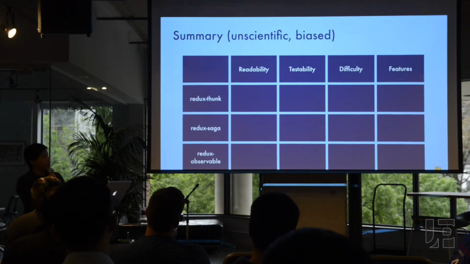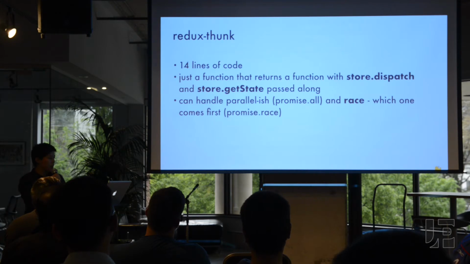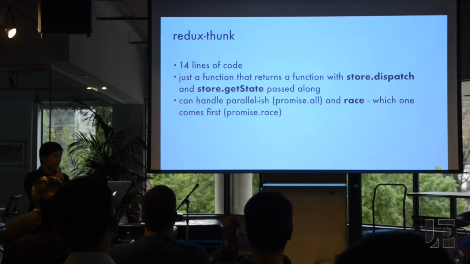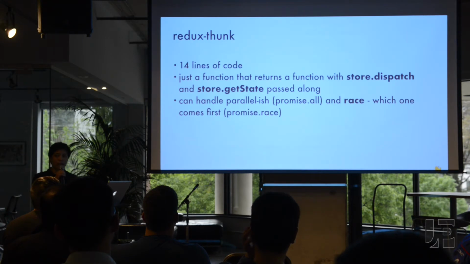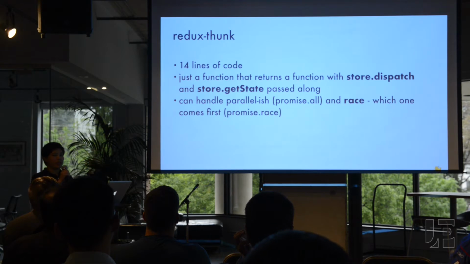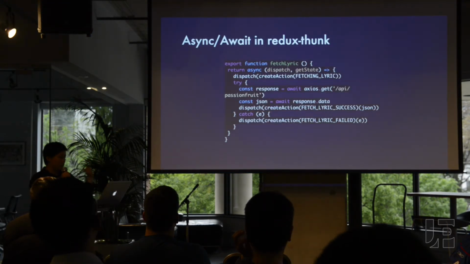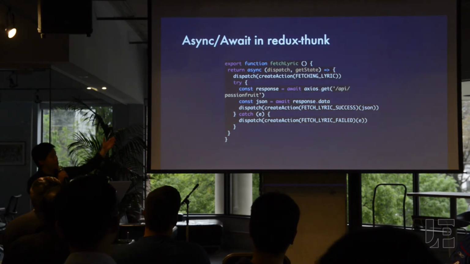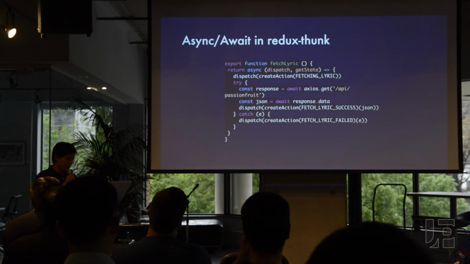So I'm going to do a little summary here. I'm going to talk about Redux Thunk first. Redux Thunk has quite a bit of documentation, but the actual library is only 14 lines of code. It's just a function that returns a store dispatch and store getState. And it can handle parallelish stuff and also race conditions in terms of which API call returns first. You can also use async await in Redux Thunk to reduce that level of nesting. Here's an example of using async await.